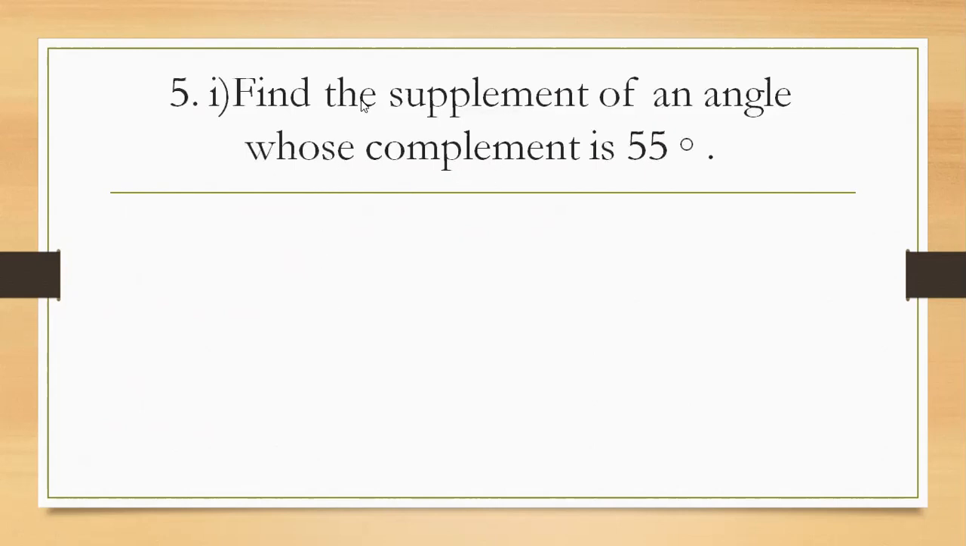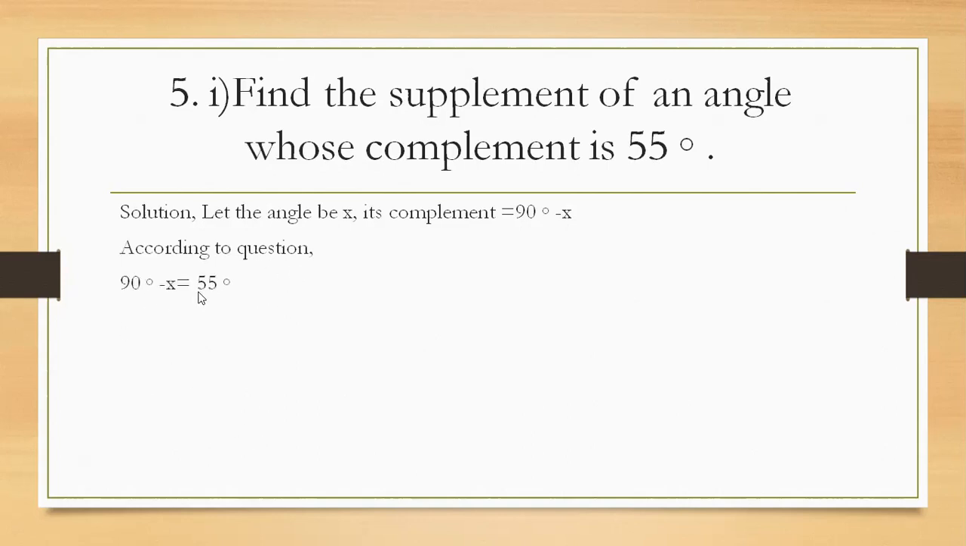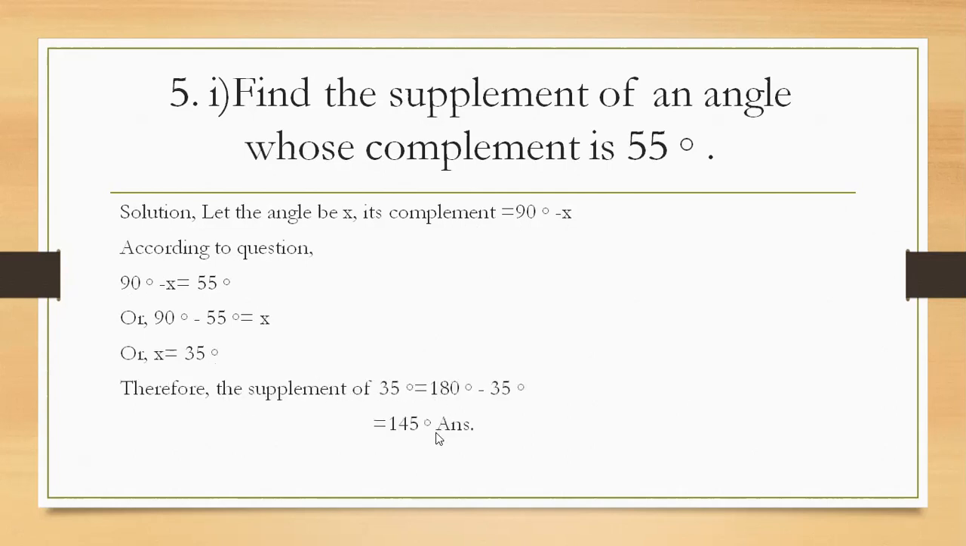Here is the question: the supplement of an angle whose complement is this. Find out the complement of this 55 degrees. Then whatever complement comes of this, its supplement you have to find out. First of all, suppose the angle be x and its complement be 90 degrees minus x. Now according to the question, 90 degrees minus x equals 55 degrees. Then the x value comes 35 degrees. Now we have to find out the supplement of 35 degrees. Then you will get the value 145 degrees.